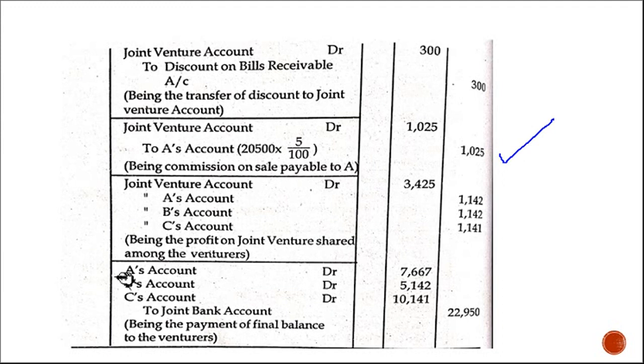Okay, next two entries. You have to leave some space. After making all the calculations, you can write them, because we don't know whether there is profit or loss, and what is the total amount payable to each venturer. So you can leave some space for two entries and move on.